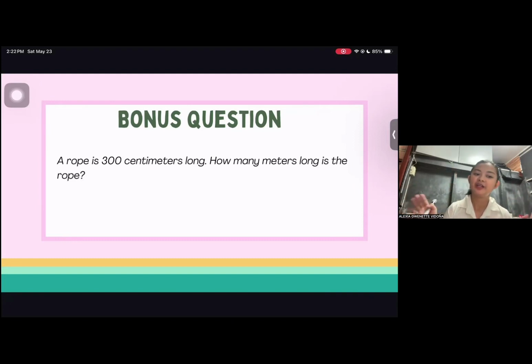Okay. Great job today, learners. I hope you enjoyed our lesson about converting units of length. Always remember, multiply when converting to smaller units and divide when converting to larger units. Keep practicing and keep learning.